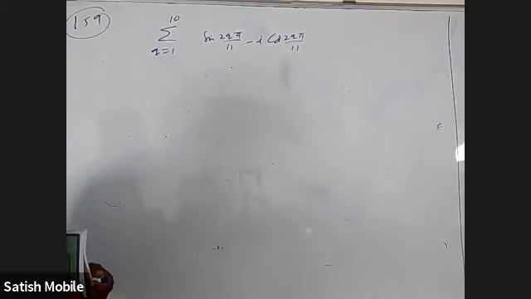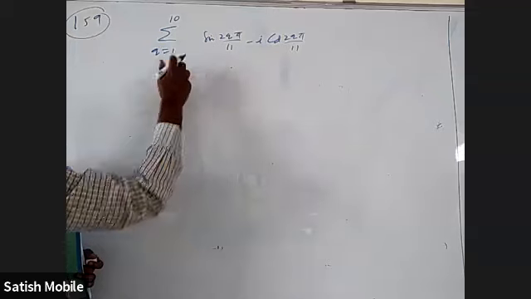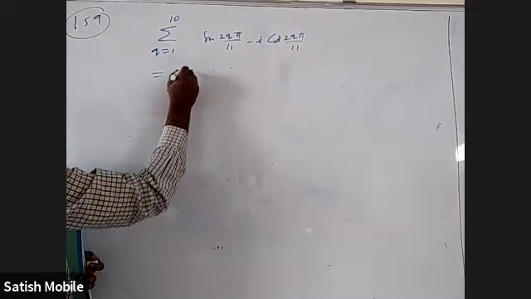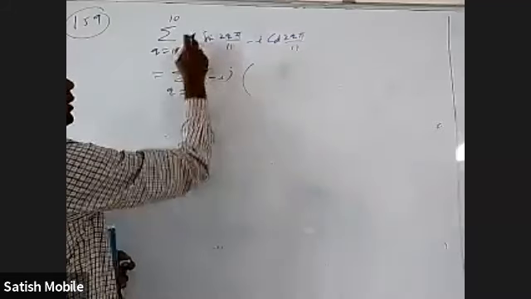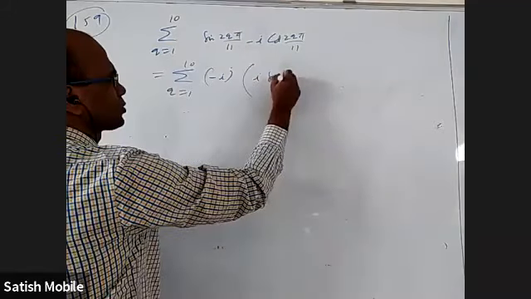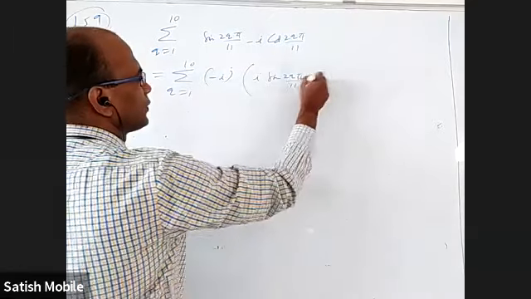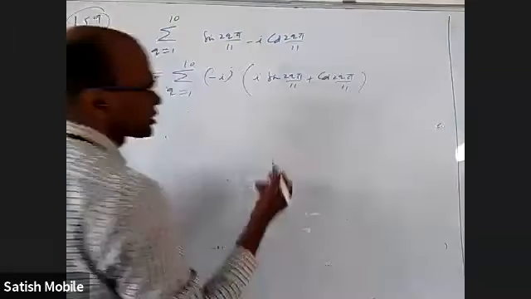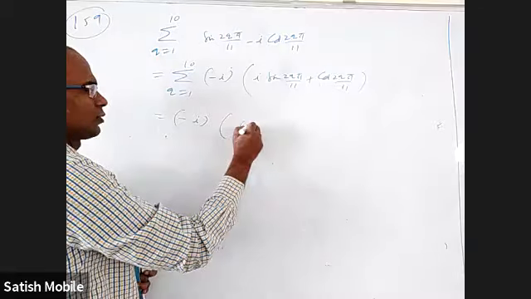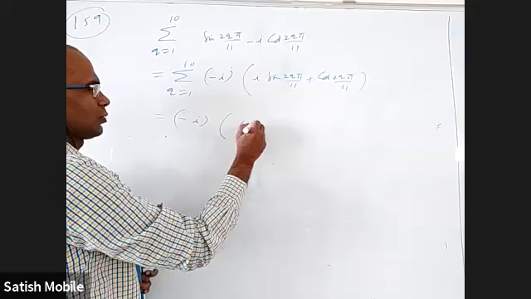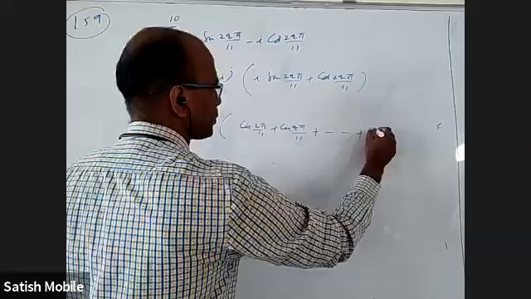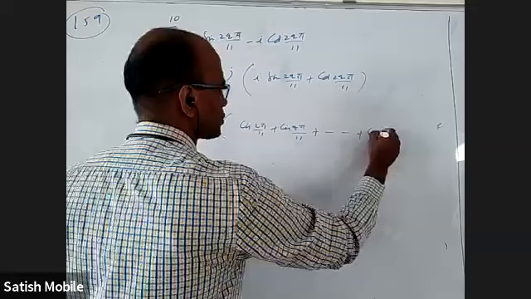Generally, we are more comfortable with cis, so I'll take minus I common. If I take minus I common, I'll get 1 by minus I, which will be I only. I into sine 2Q pi by 11 plus cos 2Q pi by 11, which is cis 2Q pi by 11. So I can take minus I outside and open this up and put this. We are going to get cis 2 pi by 11, cis 4 pi by 11, and so on up to cis 20 pi by 11.